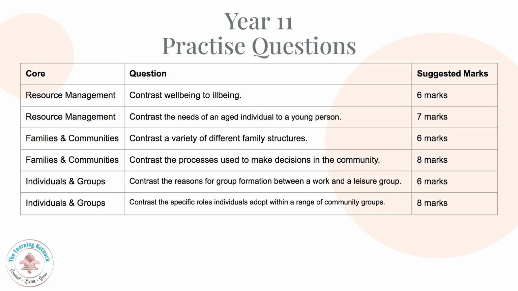Okay, let's have a look at a whole list of different practice questions for Year 11. As you can see, we have a variety here. We might have to contrast the needs of an aged individual to a young person, so really explicit examples. We might also contrast the processes used to make decisions in the community, and that might be because of the content, because of the sheer number of different processes and the detail we might require of the students might take it up to something like an 8. So really a different structure or a different content area may require a higher mark.